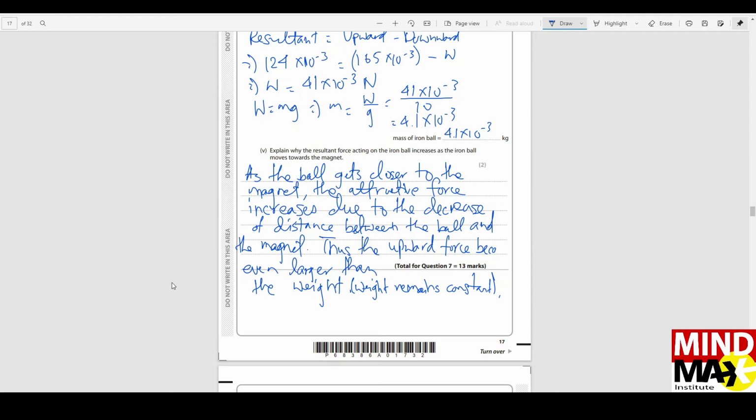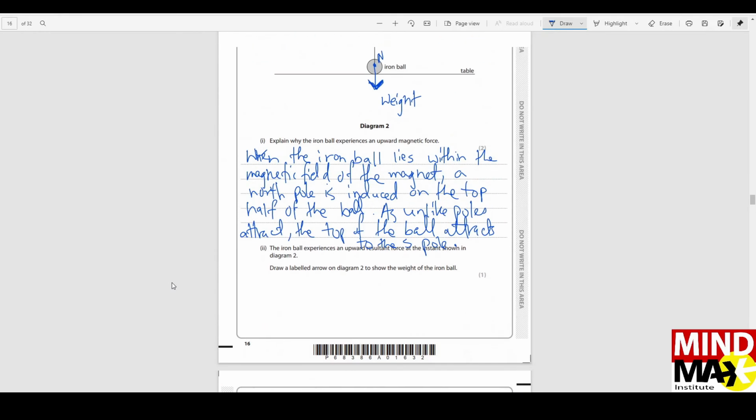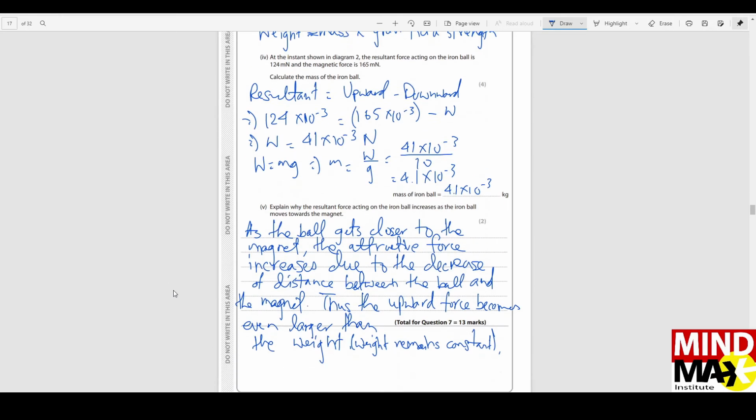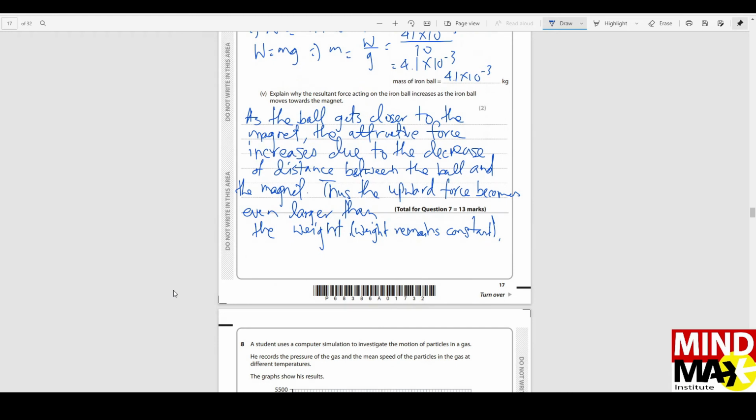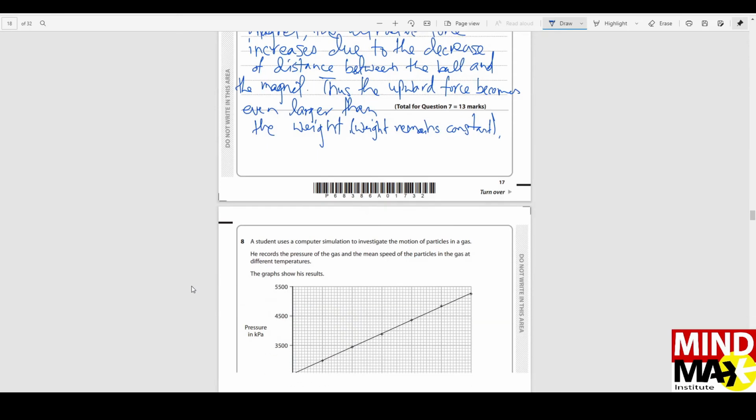So this means what? The upward force becomes even larger than the weight. Of course, the upward force is already larger. Now it becomes even larger than the weight. And because we know the weight doesn't change, the weight remains constant. That means because the upward force is constantly increasing and the downward force is constant, the net force overall upwards would increase even more.